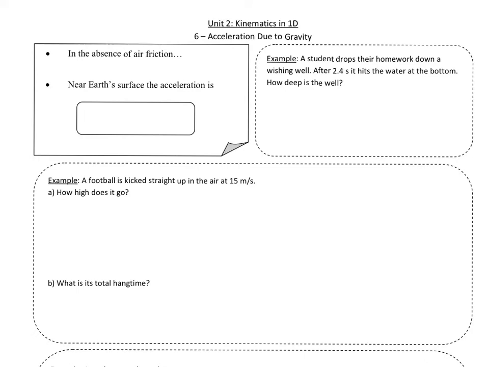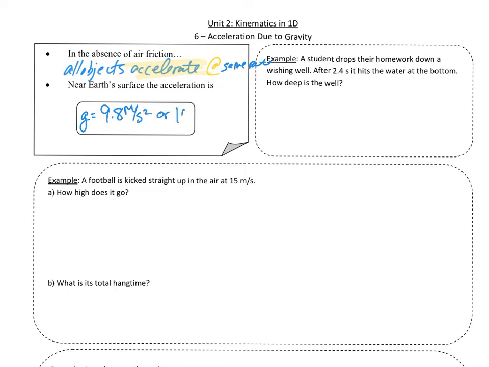All right, let's talk about acceleration due to gravity. In the absence of air friction, all objects accelerate at the same rate. I've noticed that accelerate means that we're talking about the a value, okay? They all accelerate at the same rate, and that rate is 9.8 meters per second squared.